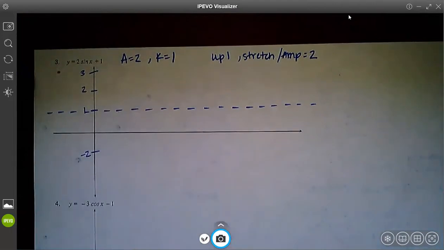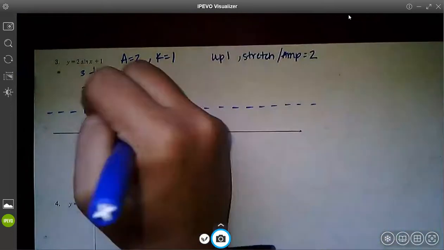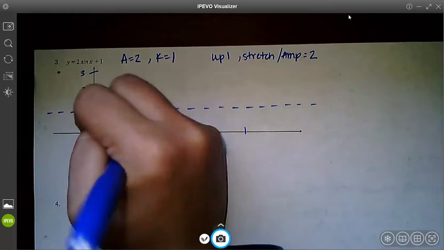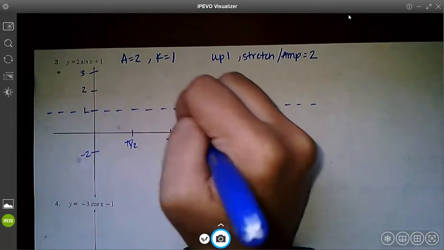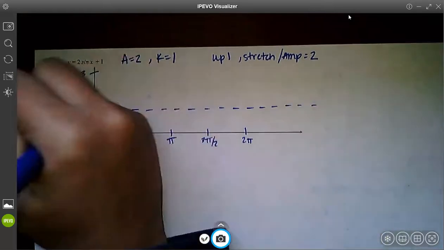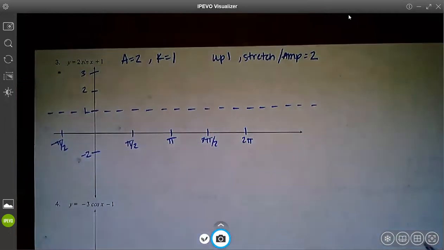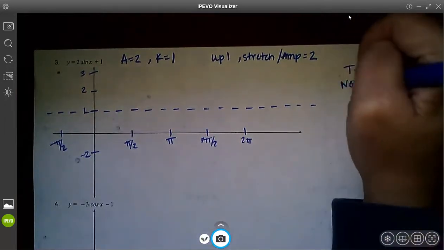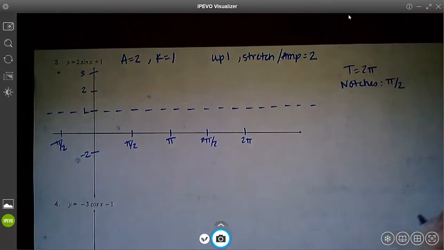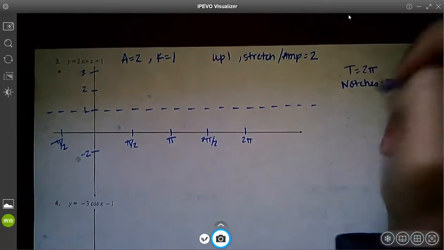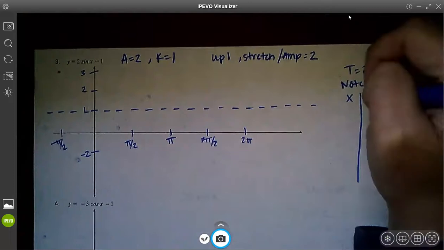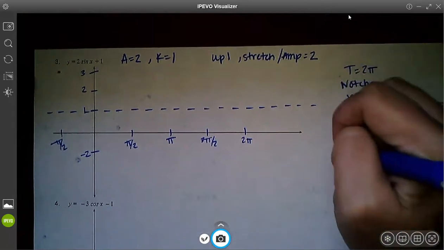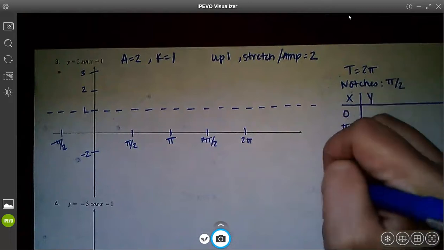So now my period hasn't changed, so my notches are the same. Pi over 2, pi, 3 pi over 2, 2 pi. So p equals 2 pi. Notches, pi over 2, right? And now I'm going to make a table. 0, pi over 2, pi, 3 pi over 2, and 2 pi.